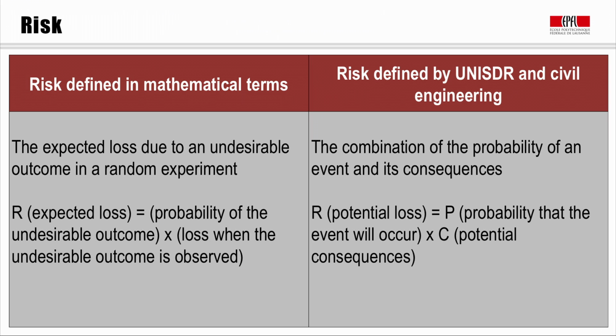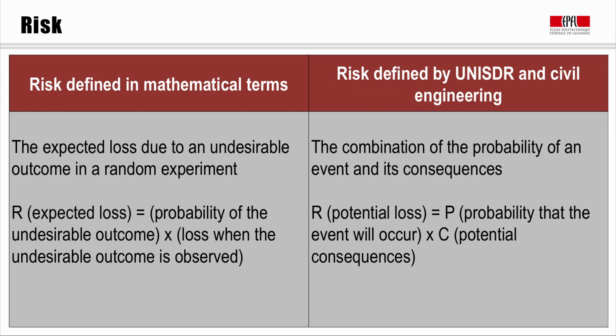In this course, you have seen the definition of hazard, exposure, and vulnerability, and more recently, how risk is defined in mathematical terms. Now I will explain risk as defined by UNISDR and how the mathematical term of risk relates to the one defined by UNISDR. In mathematical terms, the random experiment is the context, the place, the time, etc., where an event may happen. The undesirable outcome would be what UNISDR defines as an event. The expected loss would be the potential consequences, financial, environmental, social, the loss of lives, etc.